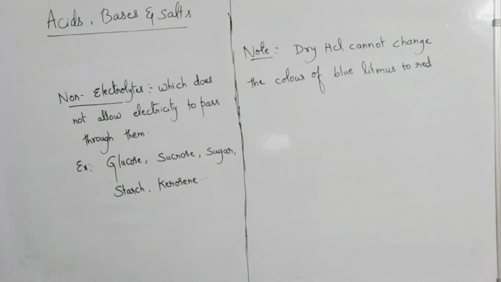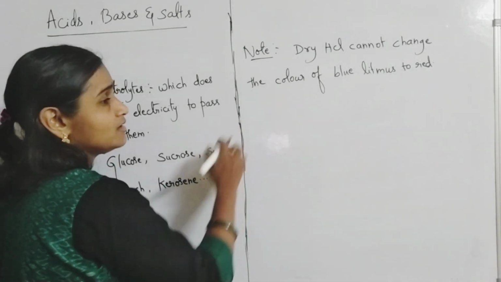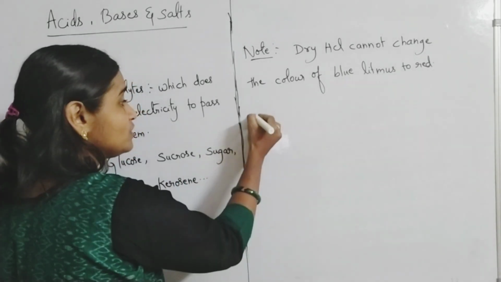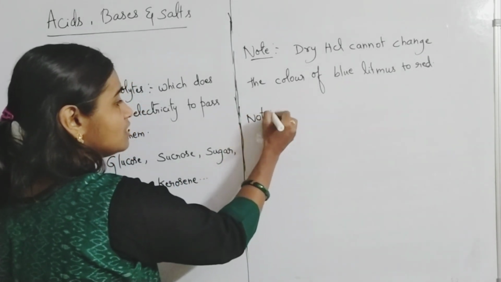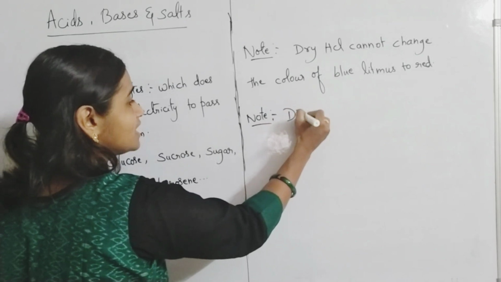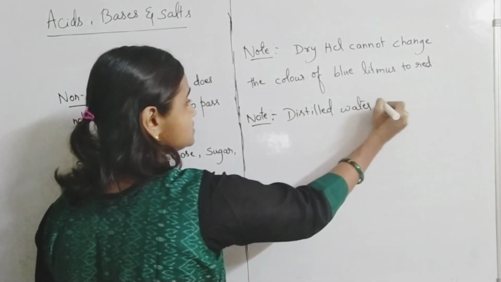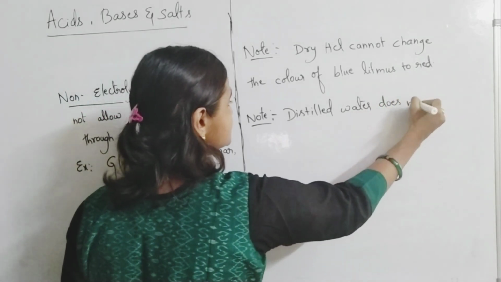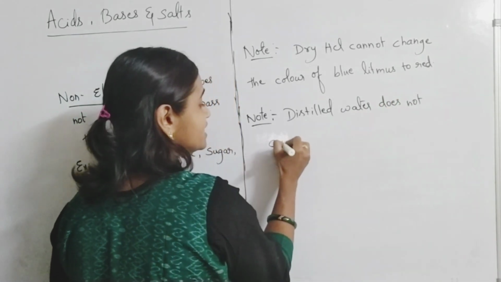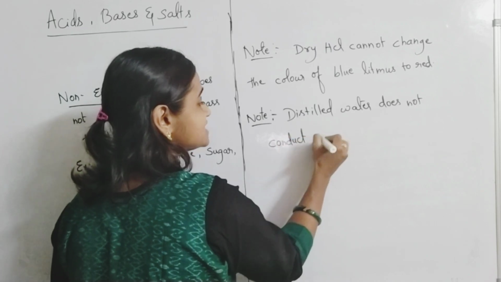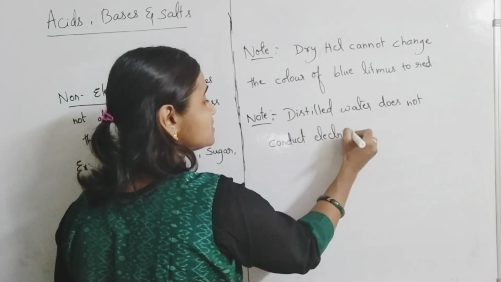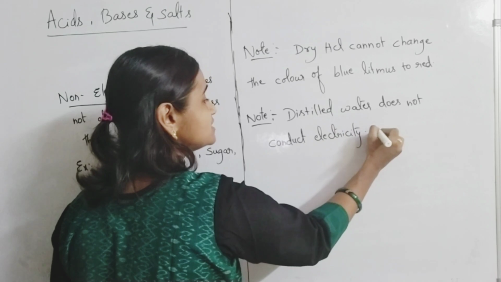Dear children, you have all learned about electricity. And one more note point I would like to give you: distilled water does not conduct electricity. Why is it like that? Because distilled water does not have ions in it.